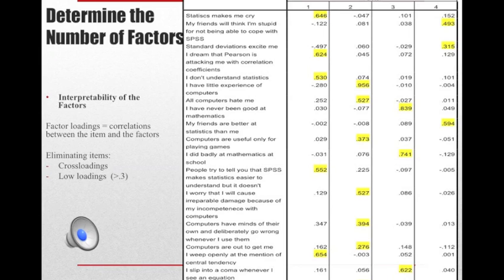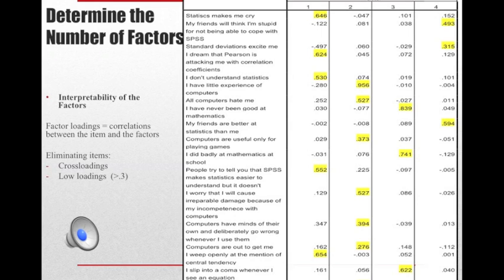Items in the third factor refer to the fear of math, whereas items in the fourth factor refer to peer comparisons. Therefore, we can say that the concept of statistics anxiety has 4 latent dimensions or 4 factors: fear of statistics, fear of technology, fear of math, and peer comparisons. These will be the names of the 4 factors.